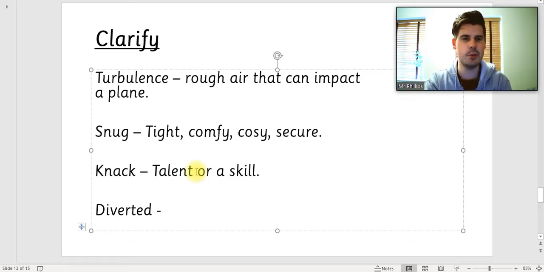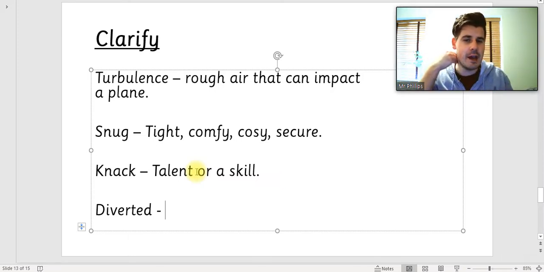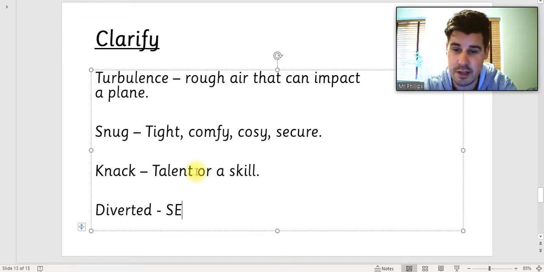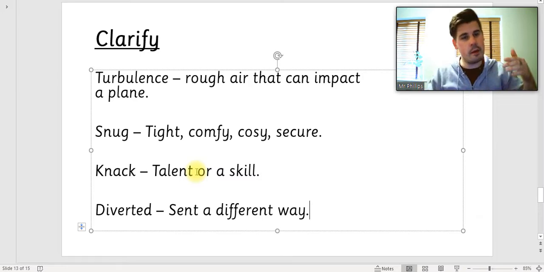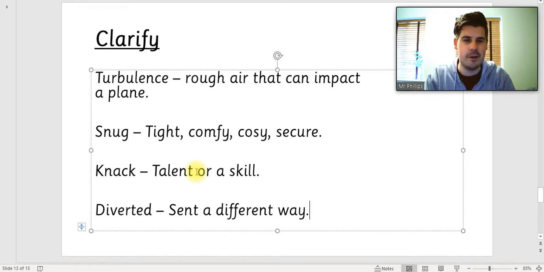And then your last word was diverted. What does diverted mean? Well, that plane was diverted from the original location to somewhere else. It means it was sent a different way, essentially, or sent on an alternative route. Okay, if you think on a motorway, if part of the motorway is closed, you might be diverted around. Okay, you're sent a different way. Okay, so that's diverted.